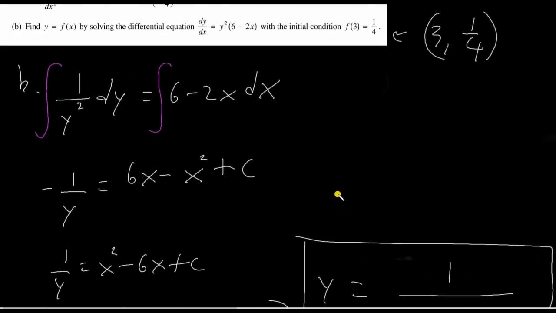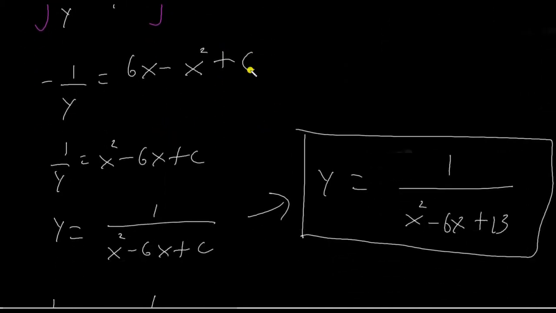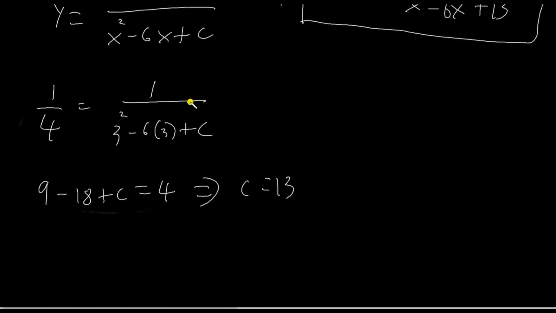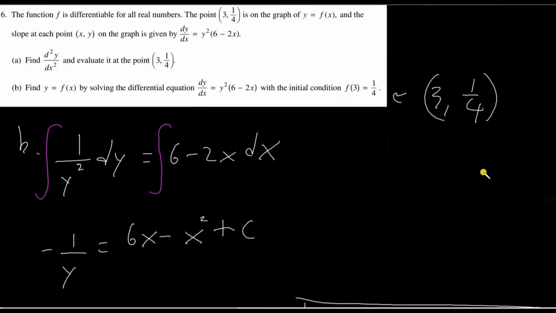So this question was worth 6 points. 1 point for separating the variables, 1 point for integrating y, 1 point for integrating x, 1 point for including a plus c in your problem, 1 point for using the initial condition, like we did here by plugging in the 1/4 and the 3, and then 1 point for solving for y and having it in this form by plugging in c again.